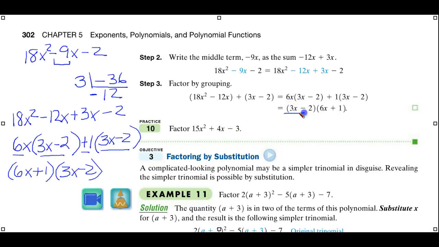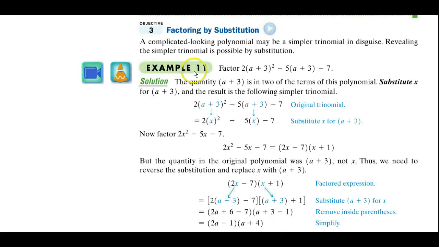And they have it there. Now again, for some reason they're switching these around, but this is still good. This is the way I used to do it. Okay, so a good technique when you're stuck. Now, could you have done this by trial and error? Absolutely. But this is another method called the AC method, or factoring by grouping. In example 11, we're going to go to objective 3, factoring by substitution.